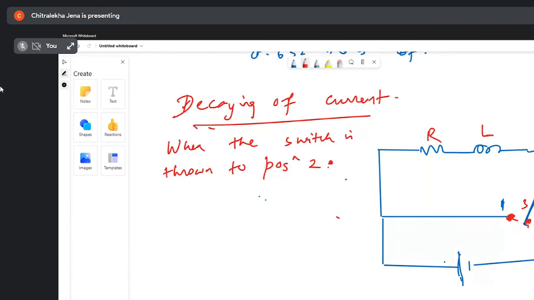I have closed the switch a long time. What happens to this inductor? Inductor voltage will be equal to how much? Look at your circuit. Look at the previous one and tell me. 0. The voltage is 0. Now there is no potential difference.